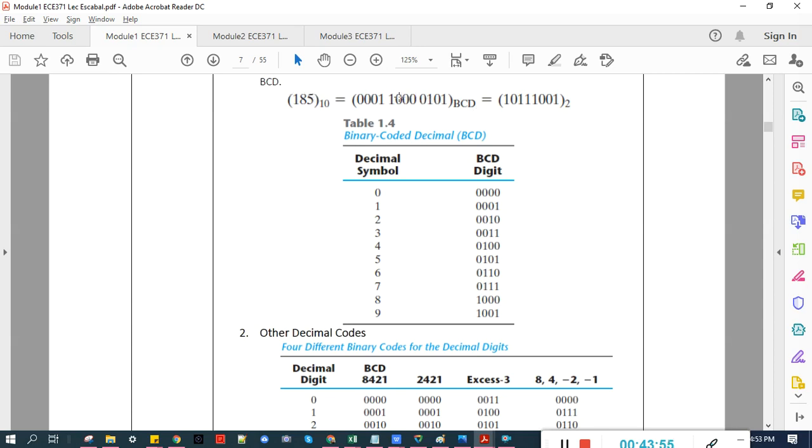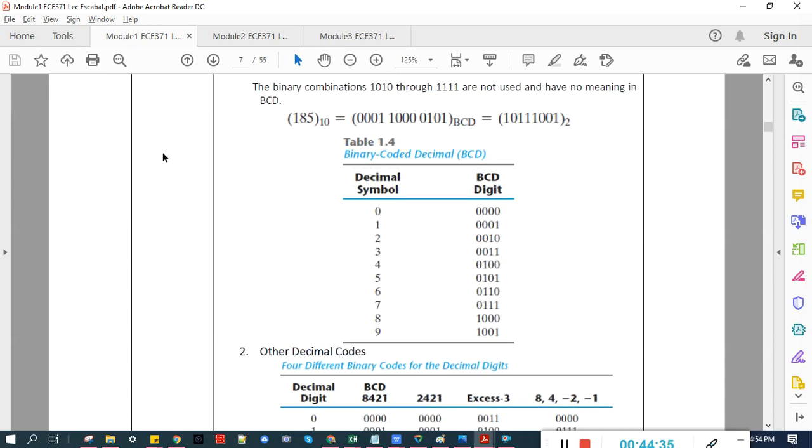It just takes the equivalent, the binary equivalent of each decimal digit. So we know that the binary equivalent of 5 is 0101. For 8, it's 1000. For 1, it's 0001. So each decimal digit is converted to binary, and we take the binary equivalent of each digit.